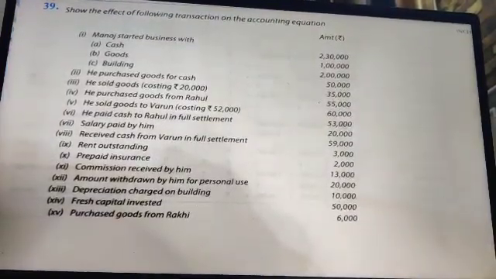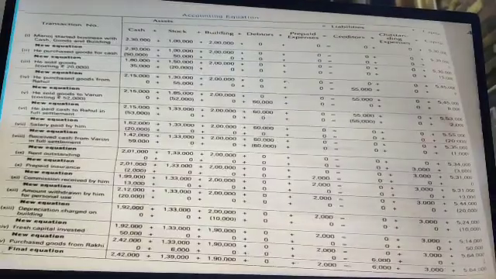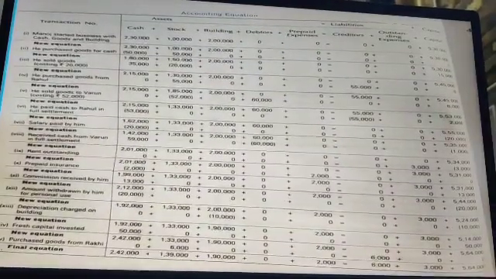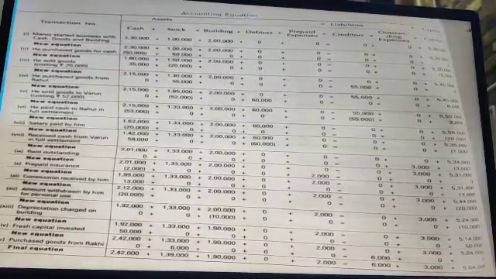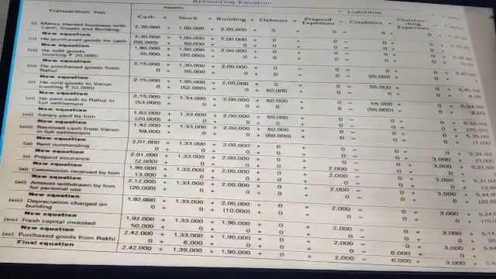Next, he purchased goods for cash, rupees 50,000. He purchased goods for cash, so cash rupees 50,000 is to be deducted. In the similar way, stock 50,000 is to be added.